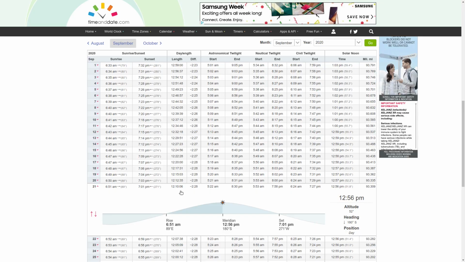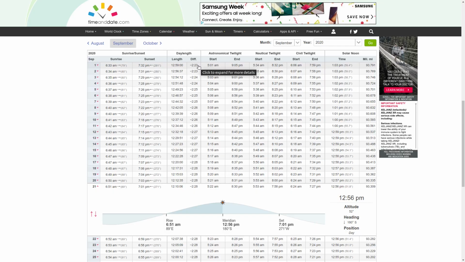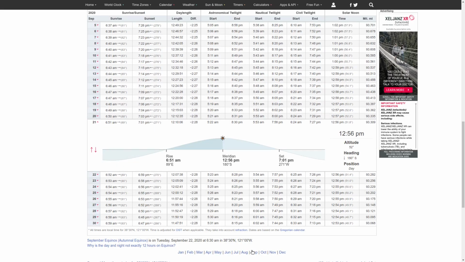Right, that extra 10 minutes is because of the refraction of the rays of the sun as they pass through the atmosphere. As light from the sun hits Earth's atmosphere, it gets bent. So we actually get about 8 minutes more daylight every day because the rays of the sun are getting bent by the atmosphere. But you don't need to worry about that for now. As of September 1st, we're going to be losing 2 minutes and 23 seconds. By the time we get to the equinox, we'll be losing 2 minutes and 28 seconds.